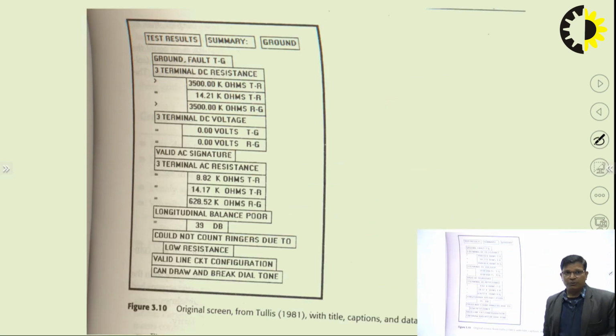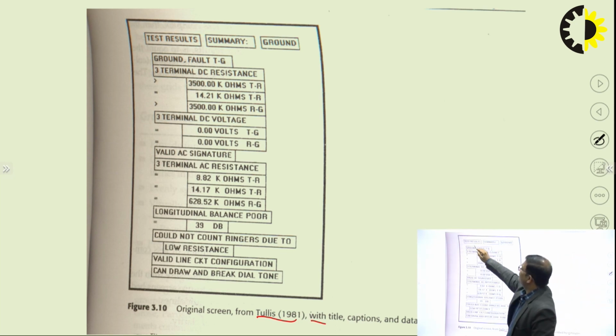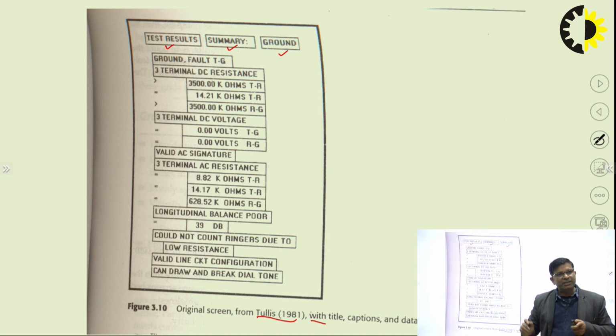So now this is the original screen taken from Tullis 1981 with the title, caption and data described by the rectangle. Are you able to find whether this particular form design is good? There is a test result, there is a summary and there is a ground sum. The left hand side text boxes are the test results. Others are the summary. Whether you are able to read that, maybe not, because this is somewhat an old design.